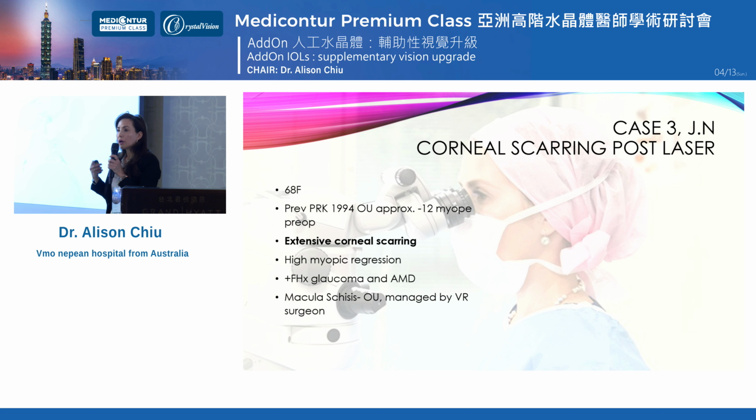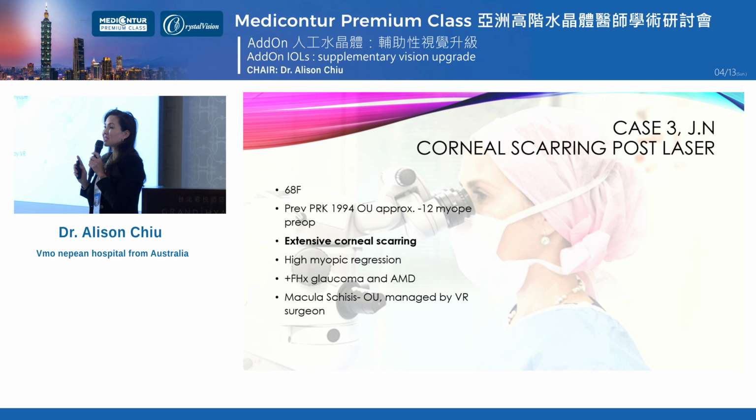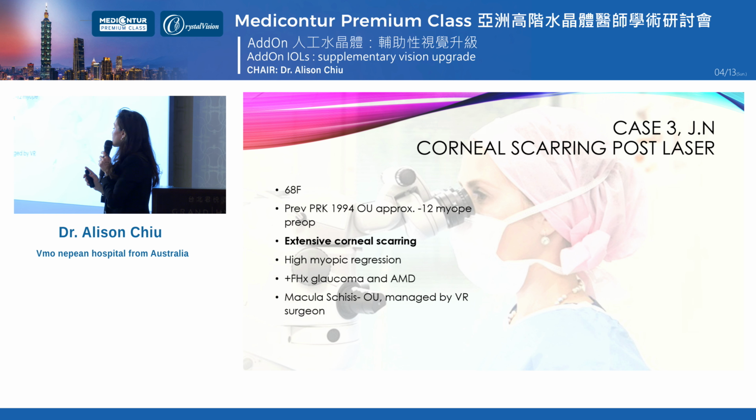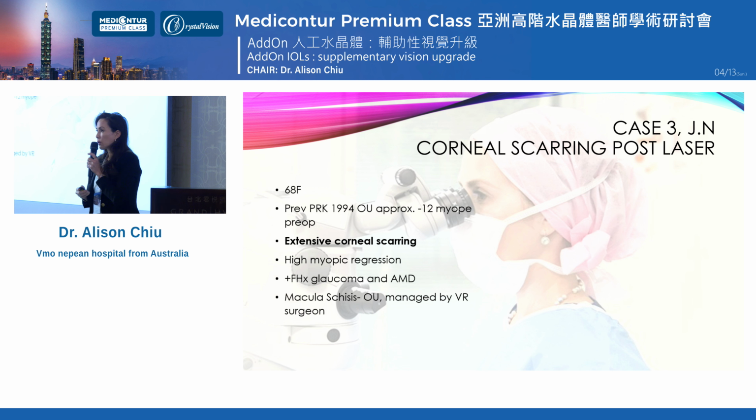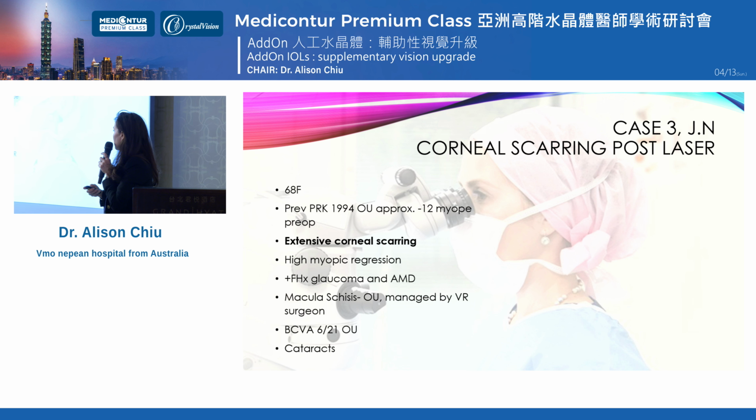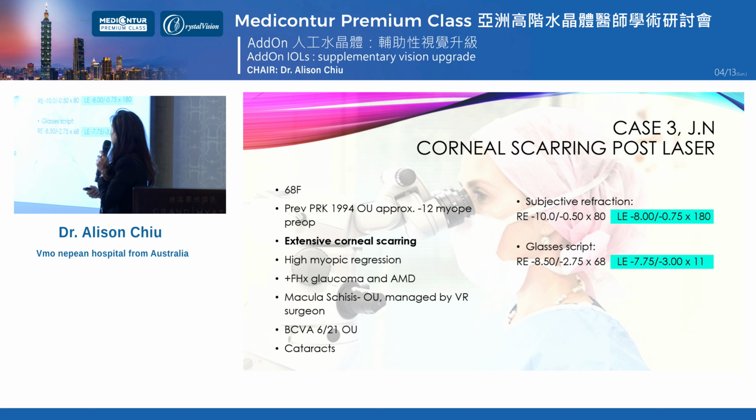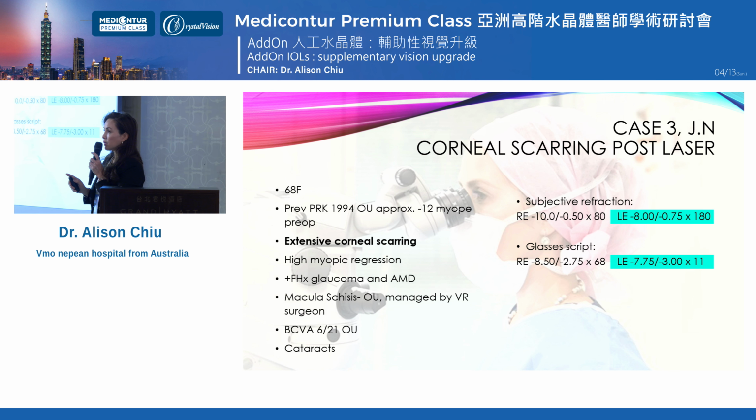So also another case where the biometry is inconsistent preoperatively is a patient that presented with bilateral cataracts with extensive corneal scarring from a -12 myopic PRK treatment in the 90s. So those laser treatments were different back then. And she had a high amount of myopic regression and also had macular schisis in both eyes with best corrected vision, again of 6/21. So she had myopic regression to -8, -10. So in this case, we're just going to talk about the left eye.